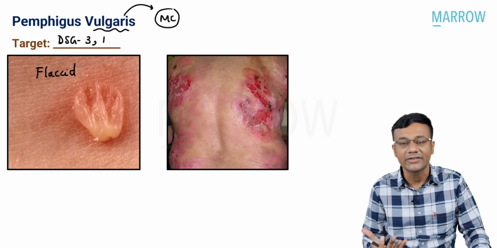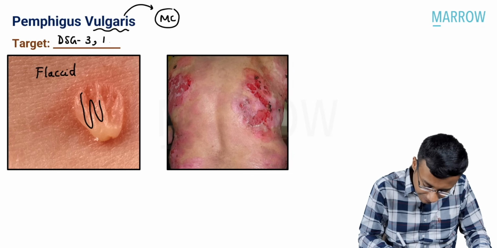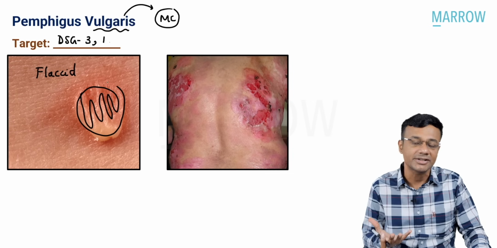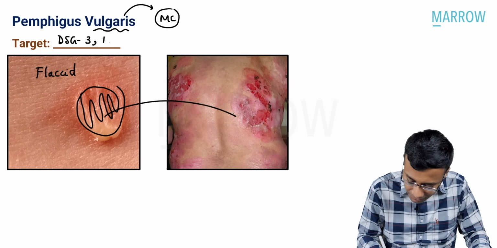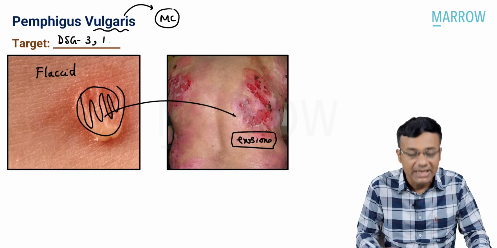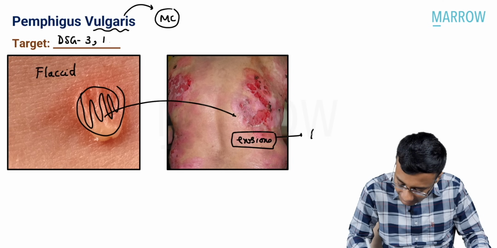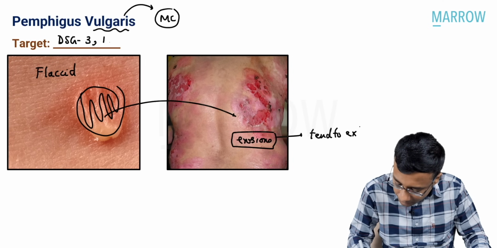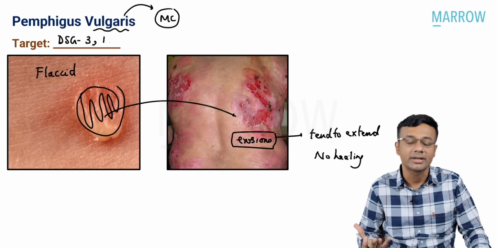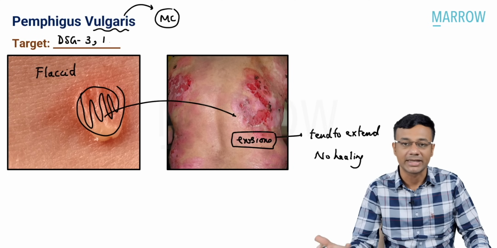Now how do we identify a flaccid blister? We can see the presence of wrinkling on the surface. That means the tension must be low. It's a flaccid blister. These flaccid blisters will rupture to form erosions. And how do we identify these erosions in the exam? If the question tells us erosions tend to extend, no healing, this happens because of the acantholytic process over here. That means this is a pemphigus vulgaris question.